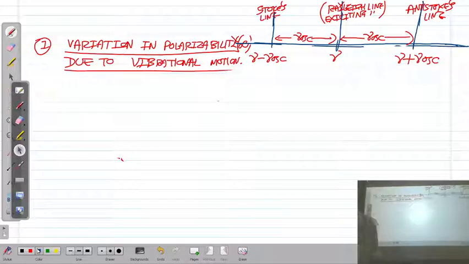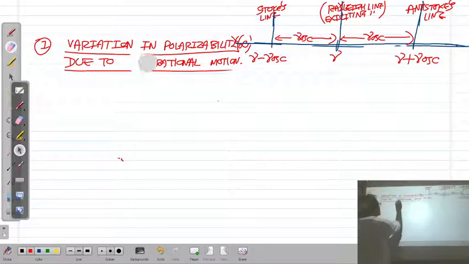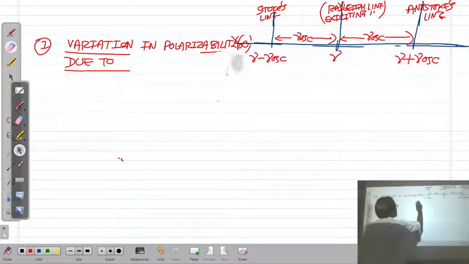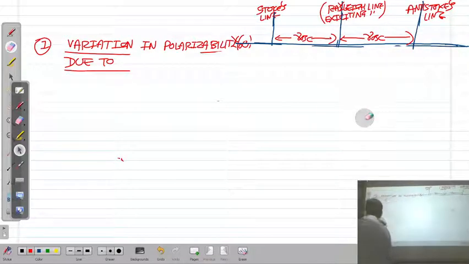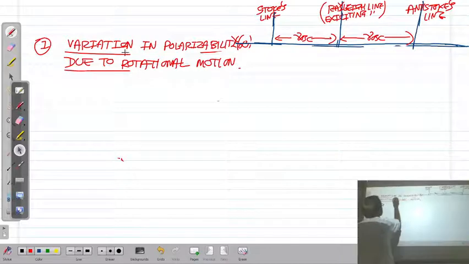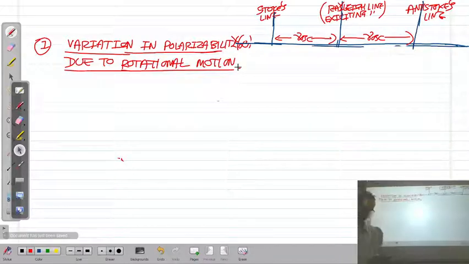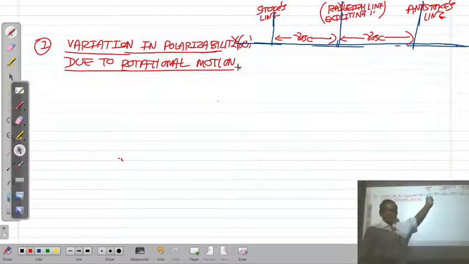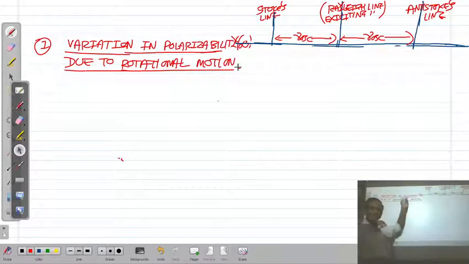Now we discuss variation in the polarizability due to rotational motion. Okay? We explain that polarizability is changing due to rotational motion of the molecule as well as vibrational motion of the molecule. We have discussed the variation in polarizability due to vibrational motion. Now let us discuss the second case.